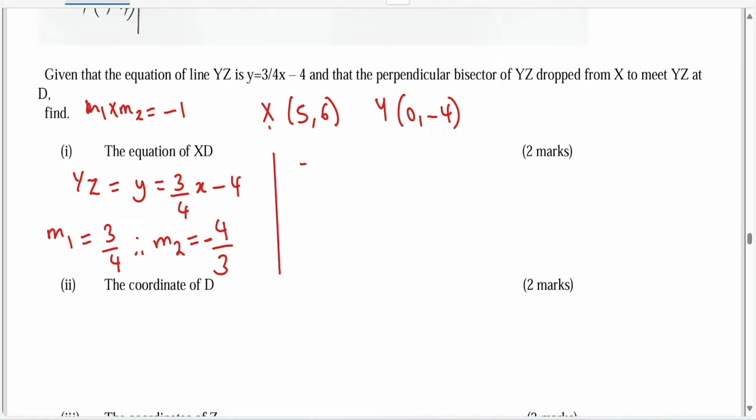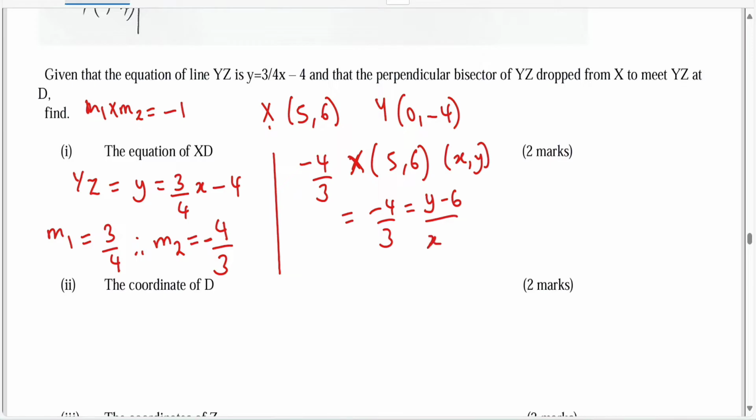So gradient tayari uko nao, point uko nao ambao ni hiyo X, which is 5, 6. Okay, so how do you find the equation? So assume there's another point, hii ni x. So we take -4 over 3 is equivalent to change in y over change in x, which is y minus 6 over x minus 5. So cross multiply. So basically ile -4.